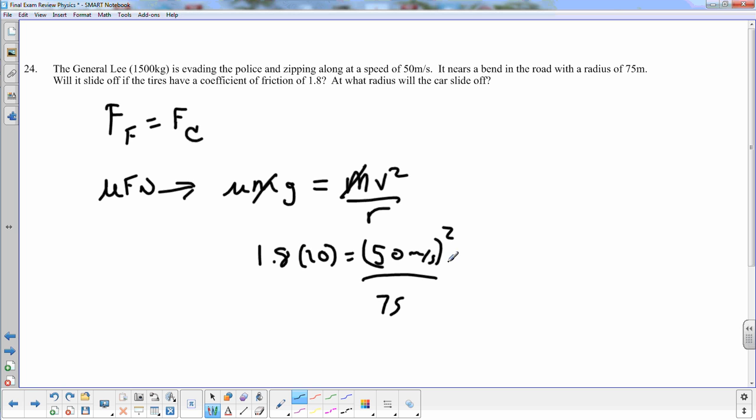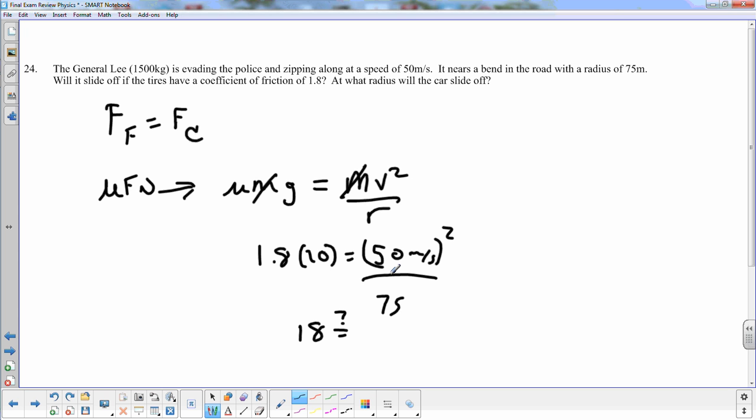So let's see. 1.8 times 10, 18. Is that equal to, less than, or greater than 50 squared over 75? 50 squared over 75, 33 1/3. So I need 33 1/3 meters per second squared to do my acceleration around that. My tires can give me 18 meters per second squared. So guess what, kiddies? The tires will not give you that acceleration, and you will go flying off.